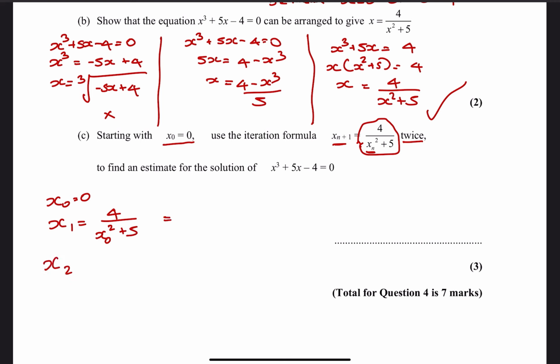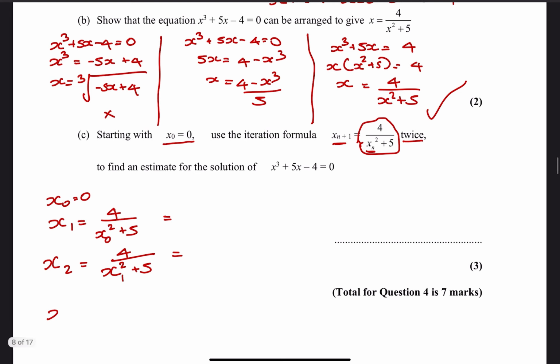Let's do the other one, x2, which is 4 over x1 squared plus 5. If I'm doing x2, I use x1 here. Some people have a tendency of writing the answer here, but it doesn't matter. Then I know they're asking twice. If they ask you for 3 times, it's x3, so I will do 4 over x2 squared plus 5, and I'll get the answer. You don't really need that here, but if you did, you're right.